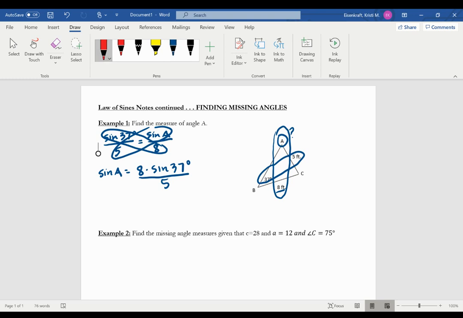So here's where it gets a little bit different, or a little bit weird. Now we need to isolate angle A by taking the inverse sine of both sides. Taking the inverse sine leaves us with just angle A. So now we have angle A is equal to inverse sine of 8 times sine of 37 degrees, all divided by 5.